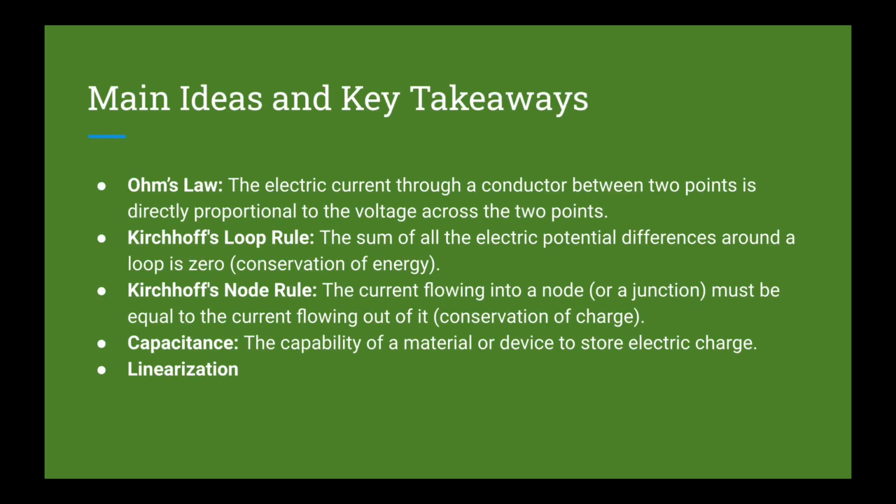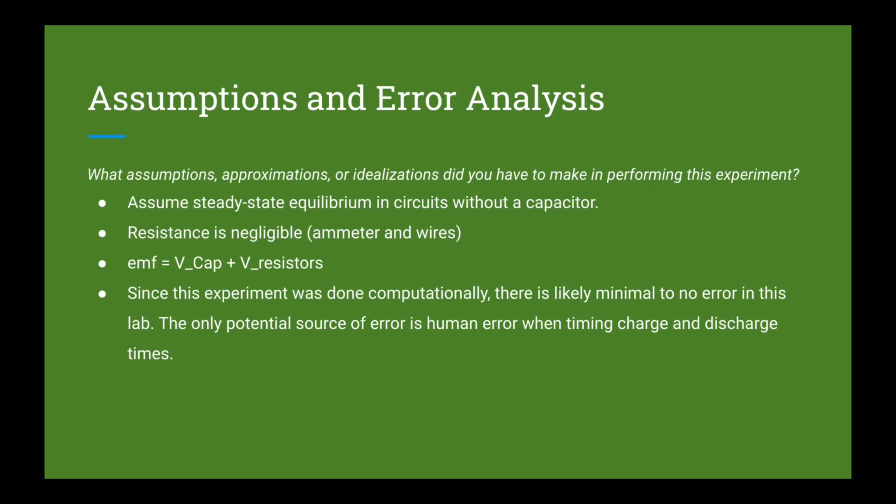Conclusions. Some ideas and takeaways include the relationship between Ohm's law, loop rule, node rule, capacitance, and linearization, and the behavior of a circuit. Assumptions and error analysis. We assumed steady-state equilibrium in circuits without a capacitor, as well as that resistance is negligible in ammeters and wires. We said that the equation EMF equals V cap plus V resistors, but since this experiment was done computationally, there is likely minimal to no error in this lab.